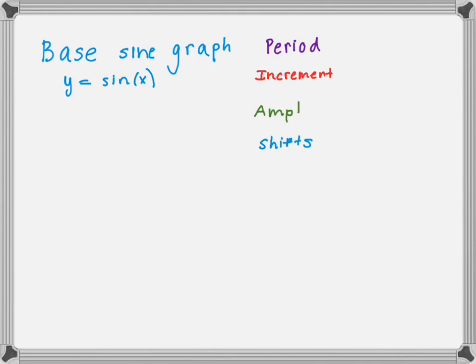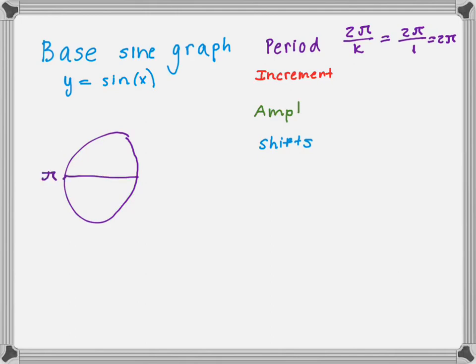Okay, so we know that k is 1, so we have 2 pi over k equals 2 pi over 1, which equals 2 pi. So our period is going to be 2 pi, which makes sense because it's a regular sine graph. As we know with the unit circle, this is pi over 2, this is 3 pi over 2, and this is 2 pi. So a full rotation around the circle gets us to 2 pi, which means that if nothing's affecting the x, we're going to do a full rotation around the unit circle.